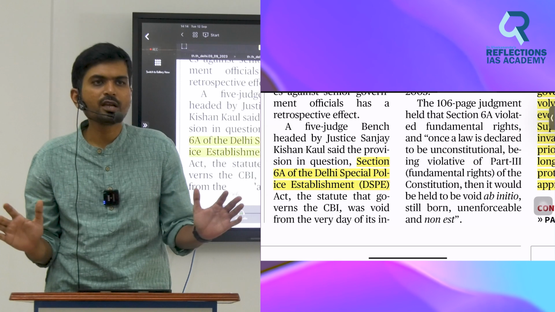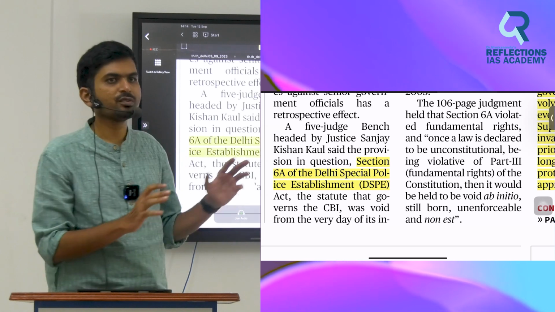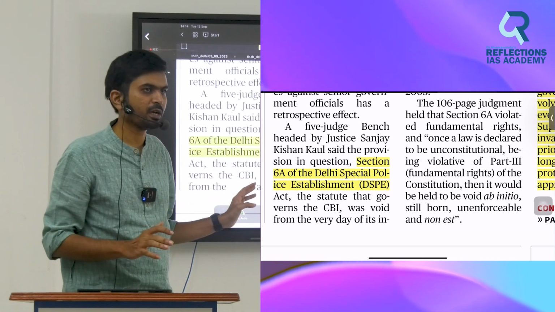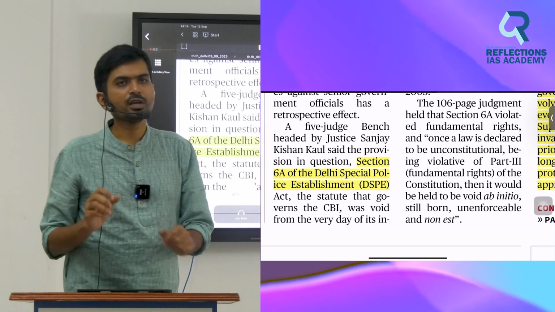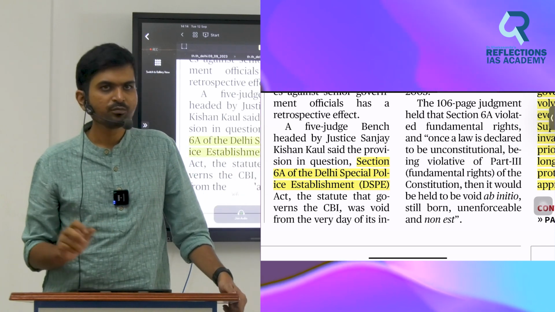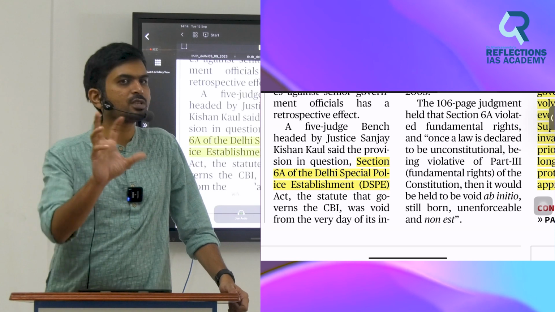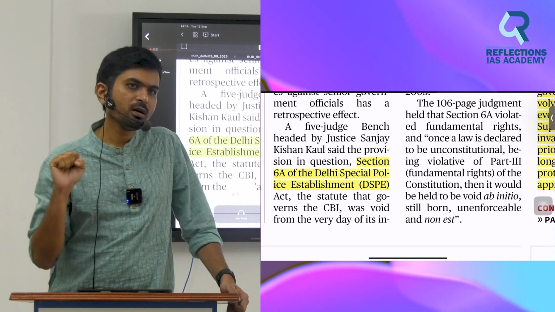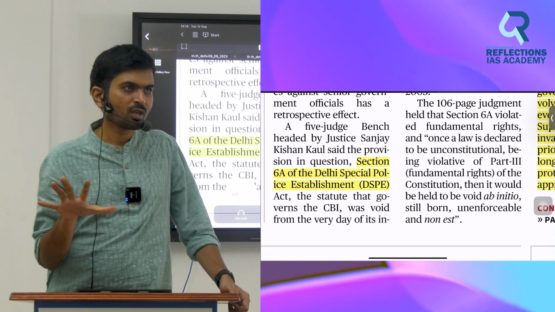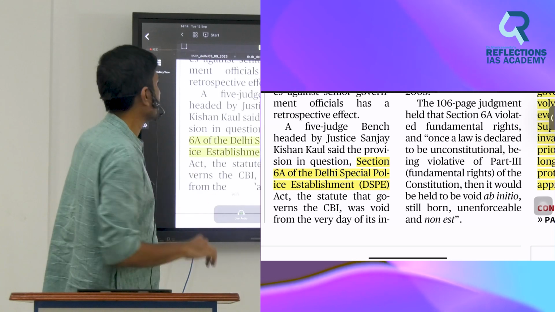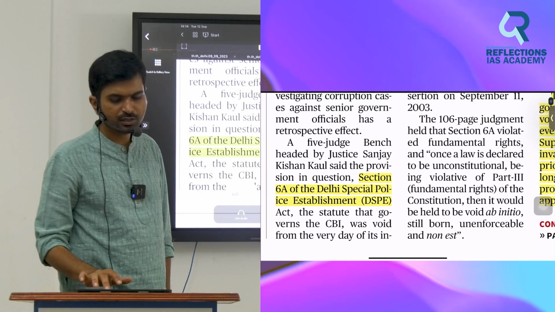CBI is not a state government. It is not under any state government. It is created through the Delhi Special Police Establishment Act. So for any state, it needs to take permission, that is called prior consent. Some states have given prior consent. Some states have removed the prior consent. Among all these things, that is when the Supreme Court has come and given a judgment.